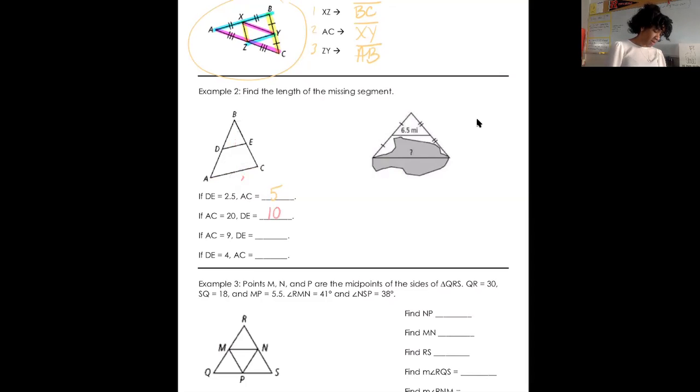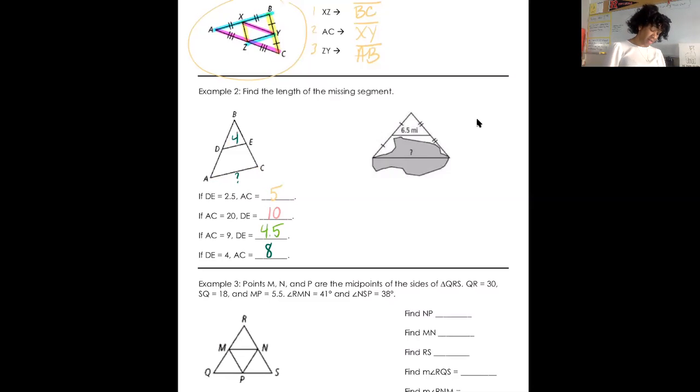Next one, if AC equals 9, how much is DE? Well, we're going from the big to the small, so we're gonna cut it in half. Half of 9 is 4.5. Last one for this part, if DE equals 4, how much is AC? Well, we're doubling it. We're going from something small to something big. So AC would be 8.